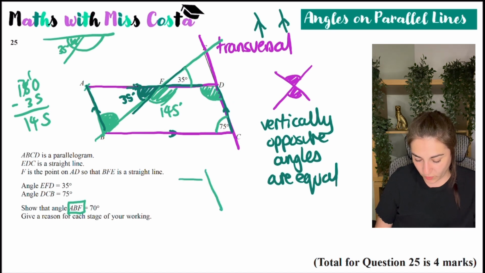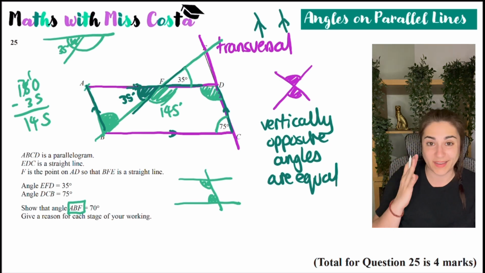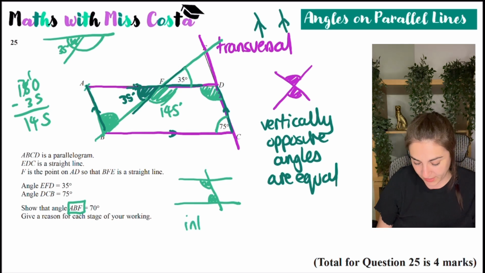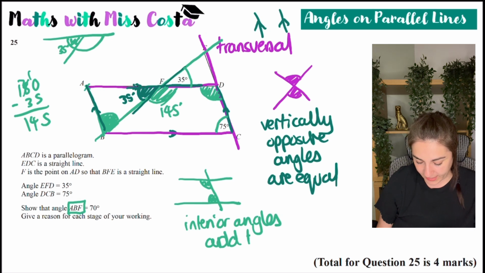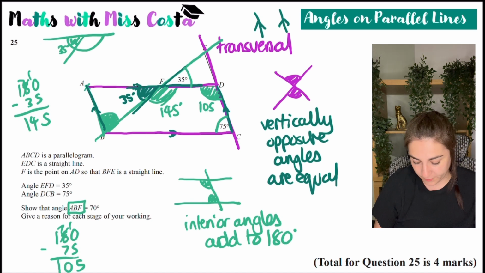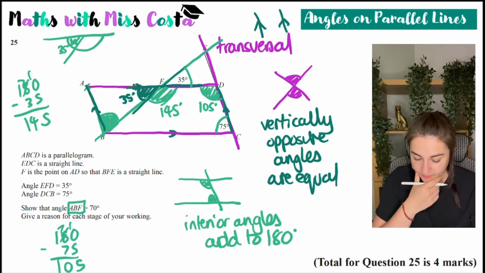because when you've got parallel lines, you've got something like this where both angles are on the interior, inside of the parallel lines, and they're on the same side of the transversal, and they are called interior angles. And interior angles add to 180 degrees. So I know that 180 take away 75 would be 105. So this angle here would be 105 degrees. So that would be a parallelogram.